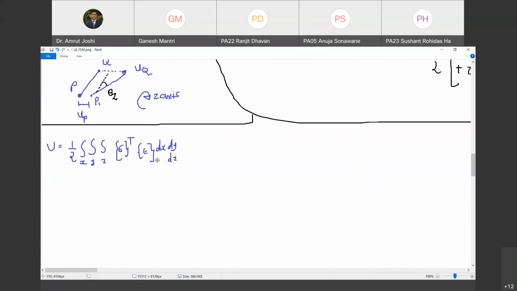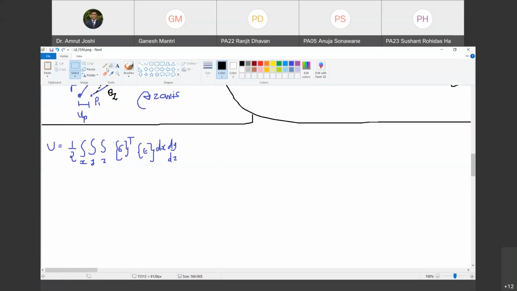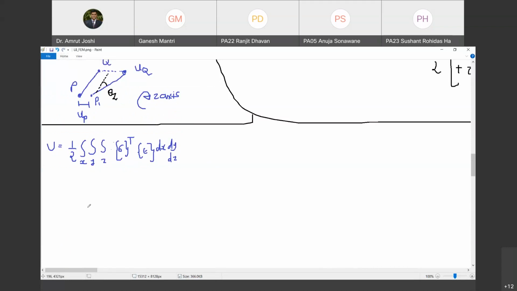Now, can you tell me what is the relationship between stress and strain? Stress is equal to E times strain. But this is the relationship in one direction, one dimension. Do you agree with me?